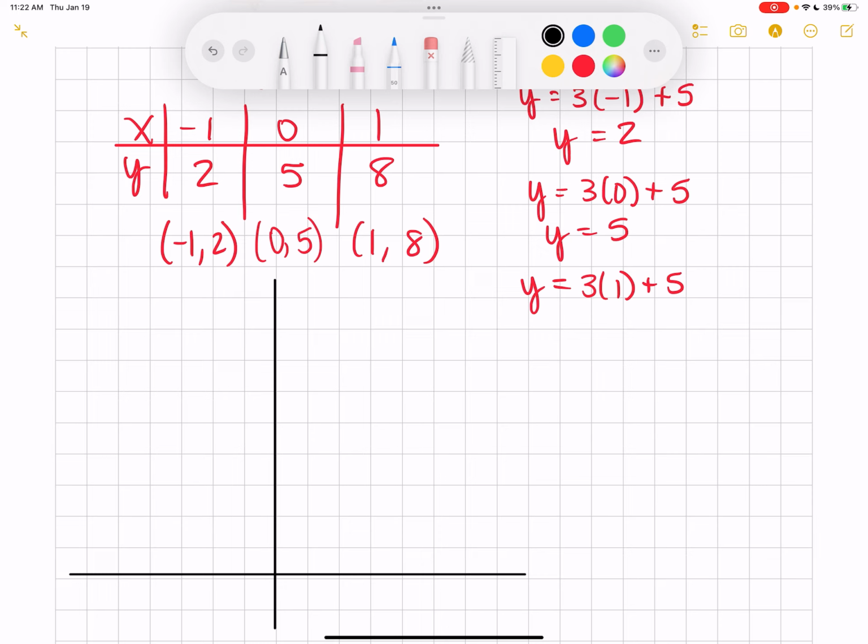So plot the points. -1, 2, so left one, up to 2. 0, 5, so you should go up the y-axis to 5. And 1, 8, so go right one, up 8. And connect the dots.